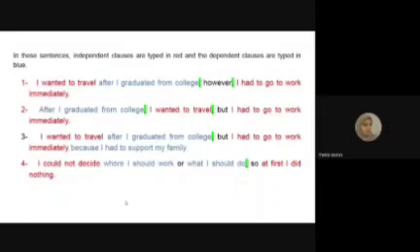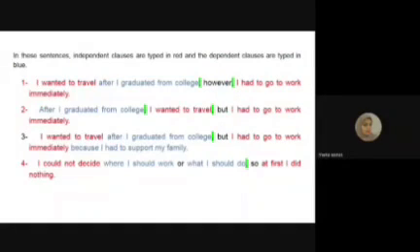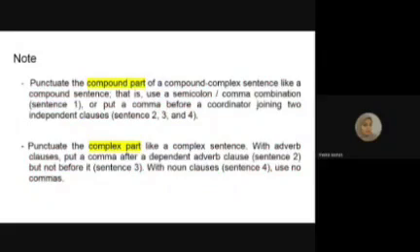Okay, so you have to write, as we said, at least two independent and one dependent clause in order to form a compound complex sentence. And for punctuation, you punctuate the compound part of a compound complex sentence like a compound sentence. That is, you use a semicolon, or a comma, or a conjunctive adverb, with the comma placed before the coordinator if you need to use a coordinator.